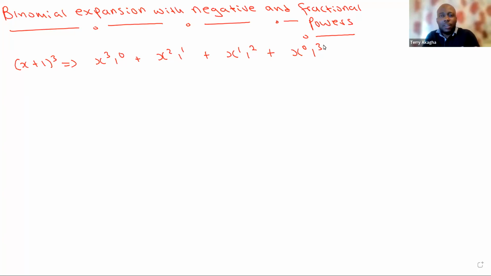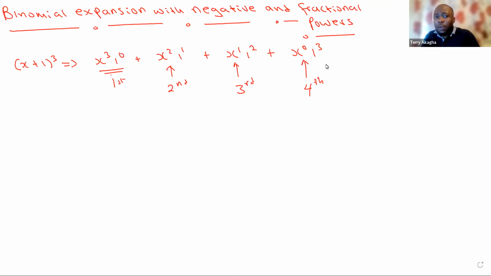Is that making sense? So we know that when it's raised to the power 3, we're going to have 4 terms. So this is going to be the first term, this is going to be the second term, this is going to be the third term, and that will be the fourth term. So those are the number of terms you have.